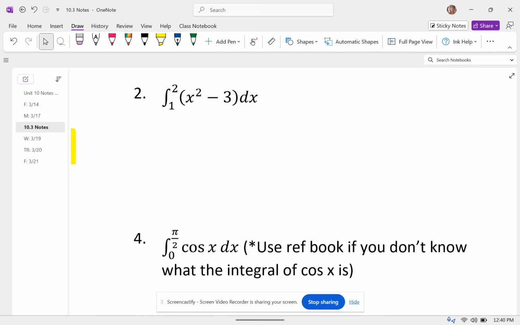Okay, so what do I do for question number 2? Same thing, right? When you integrate a 3, what happens? You tack on an X. Good job. X, more like X. Get it?